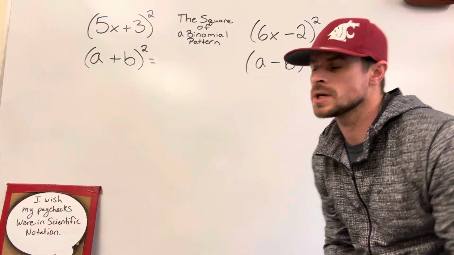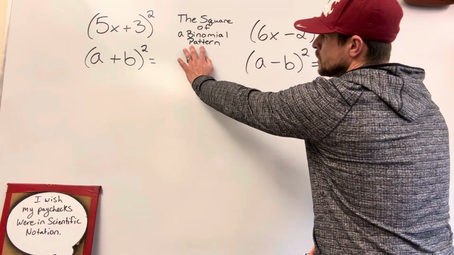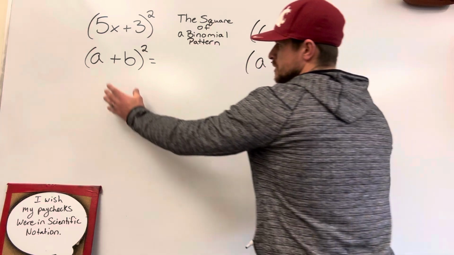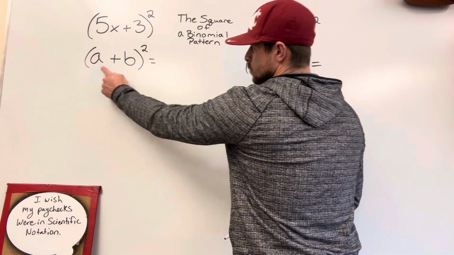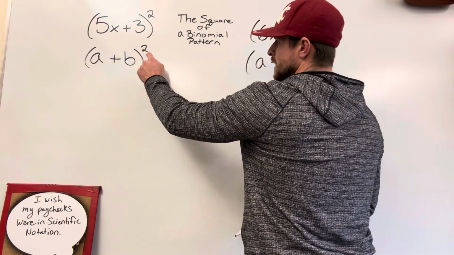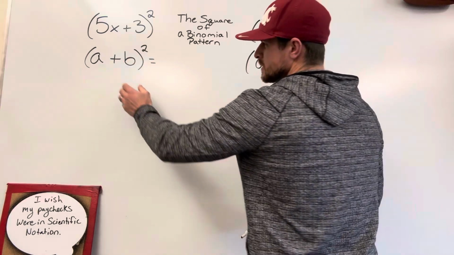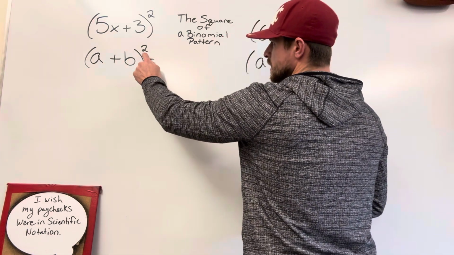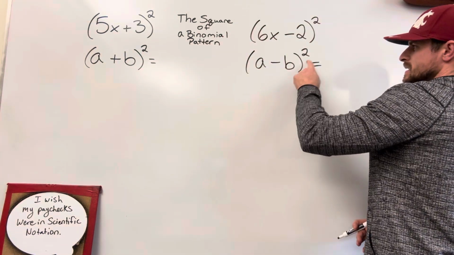All right, in this video, we're going to talk about the square of a binomial pattern. That's what you're going to see when you're dealing with a binomial, two terms being squared. The two situations you're going to find yourself in are (a + b)² or (a - b)².